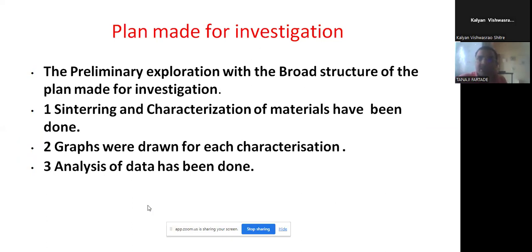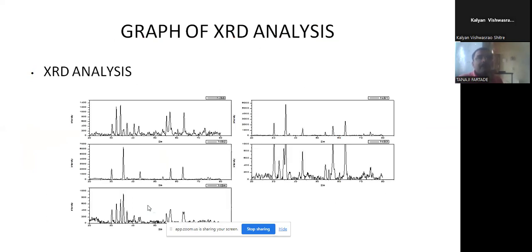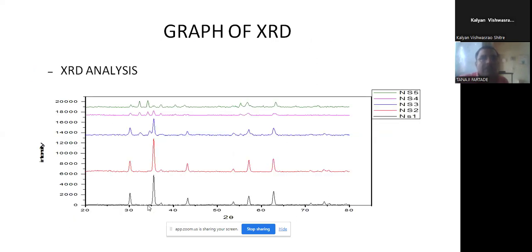The sintering and characterization of materials have been done by me. Graphs were drawn for each characterization, and analysis of data has been done. These are the graphs of XRD analysis. You can see these graphs. For the work which I have done, I have got this result of XRD analysis. This is the graph of 2 theta versus intensity. Okay, this is the second graph which I have drawn here.